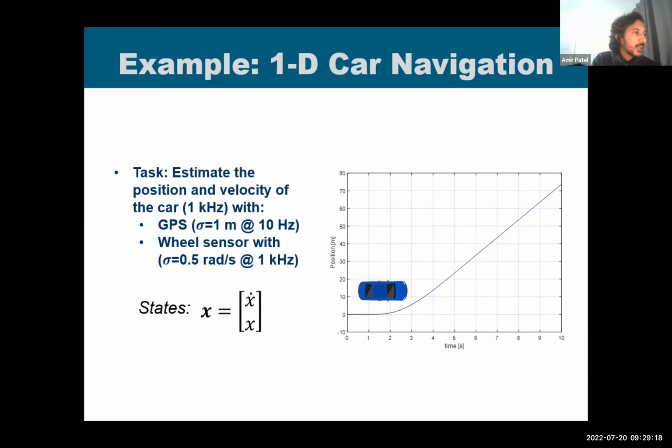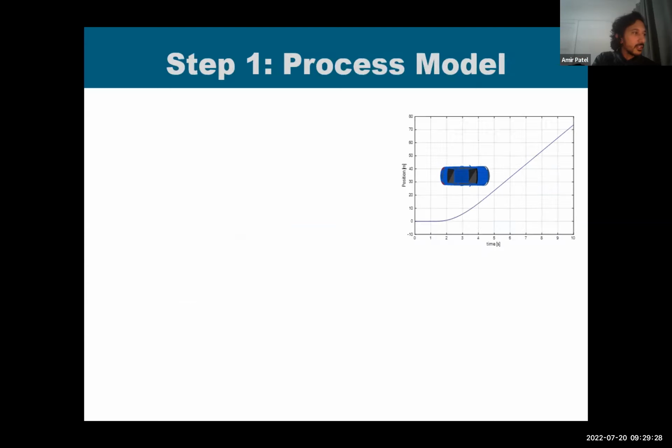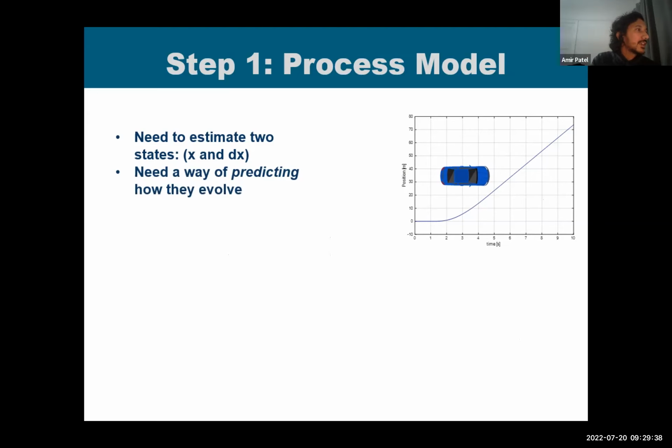So in this example, our states are the x position. This is a 1D example of cars just driving in a straight line, and also the velocity, right? So the x position and the x velocity. So how do we do the update, the process model, the prediction model?